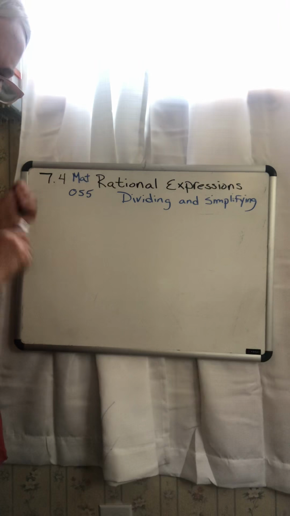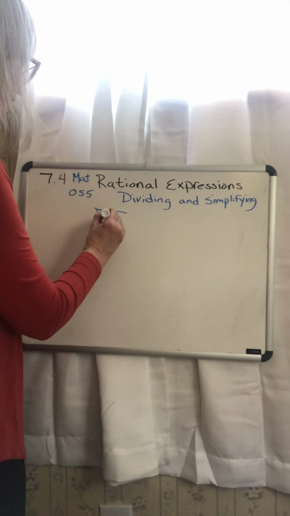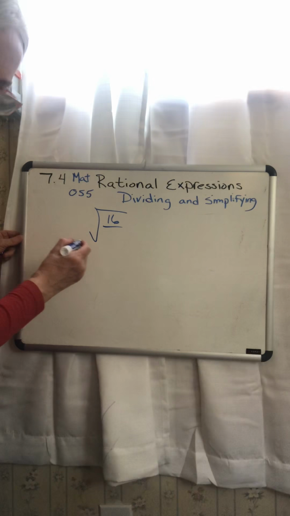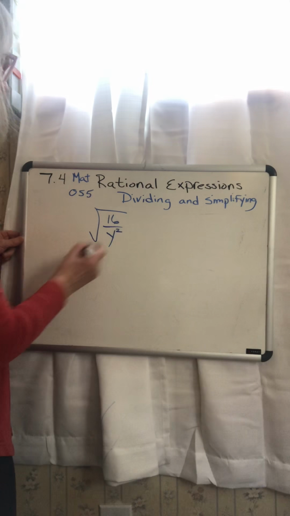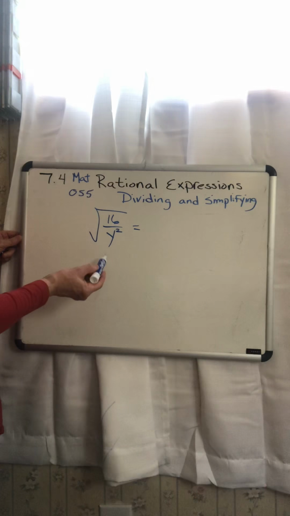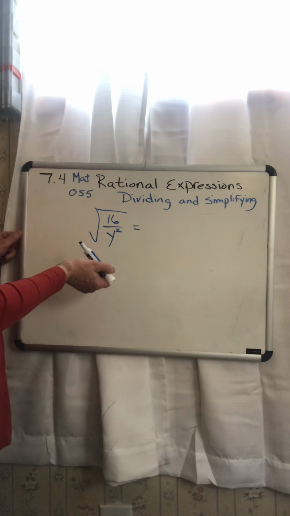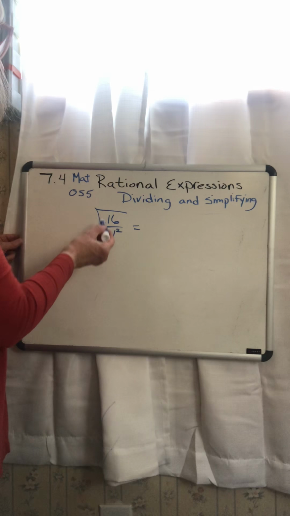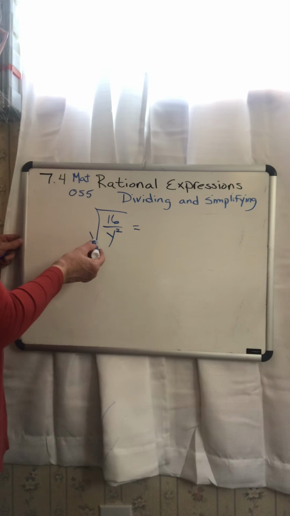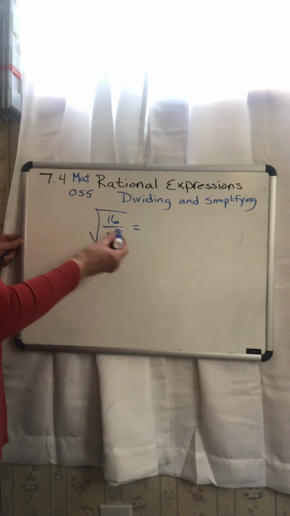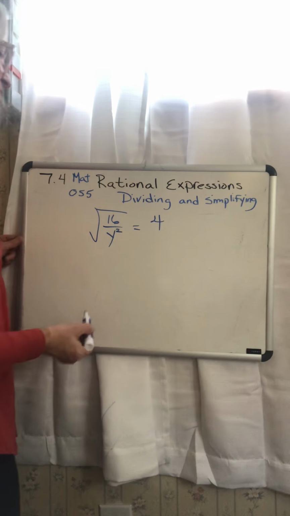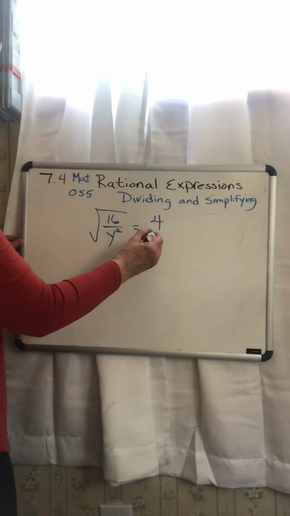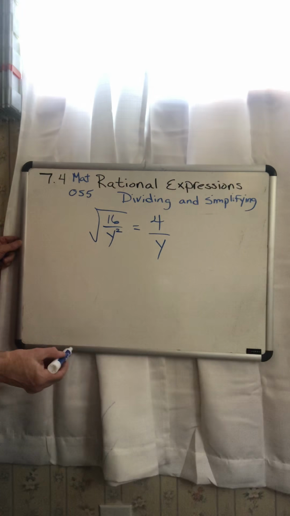So your first example is a fraction with 16 in the numerator and y squared in the denominator, under a square root. To simplify this, we always first see if we can divide, but of course 16 divided by y squared isn't going to change anything. The second thing would be just looking to see if you have square roots, and 16 is a perfect square, so the square root of 16 is 4, and the square root of y squared is y. So our answer would just be 4 over y.